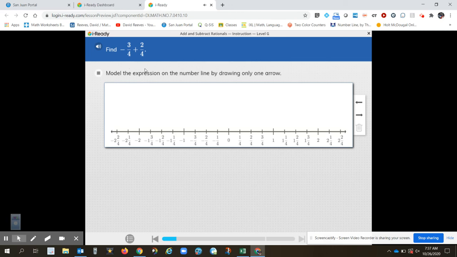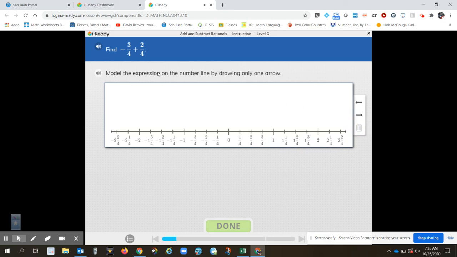All right, so again, -3/4. Now they want us to go ahead and draw in the arrow. So -3/4, and then we're going to add 2/4. Well, we're going to be adding a positive. That means we're going to go to the right. So if you look at these arrows, if I picked this arrow and started at -3/4 right there, then I would be going to the left, but I don't want to go to the left.